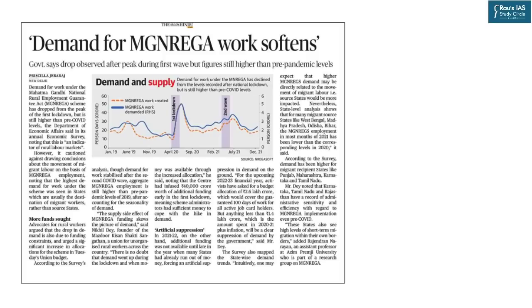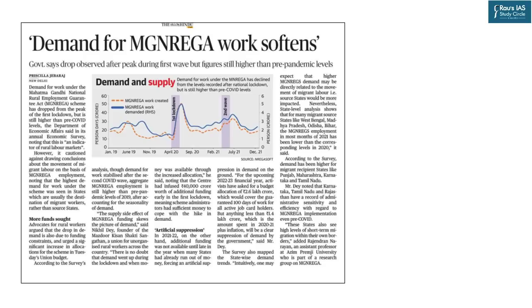There is an article on page number 10. Demand for MGNREGA work softens. Economic Survey has done analysis on demand for MGNREGA, and it has been pointed out, as you can see on your screen, that demand during the second wave was less than the demand during the first wave. Nevertheless, the demand is more than the pre-pandemic era.